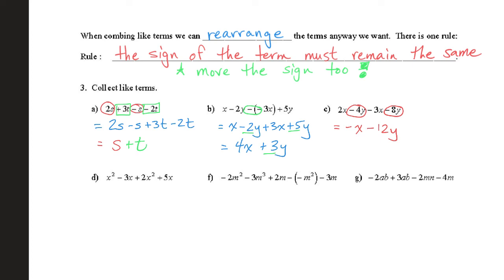In D, well, now my variables are all the same, but I do notice some of those terms have different exponents. So I can collect my x squared terms to a 3x squared, and I can collect my single x terms to a positive 2x.